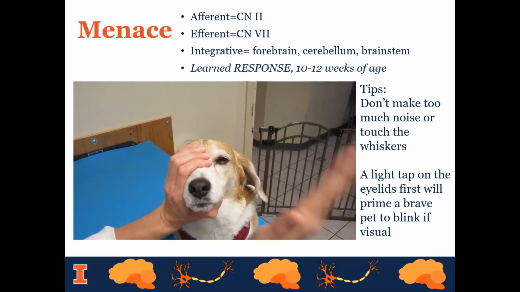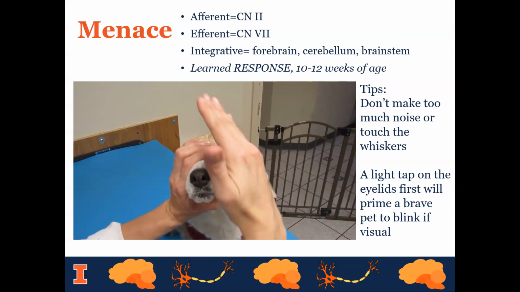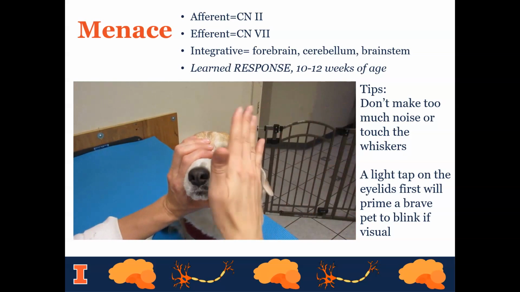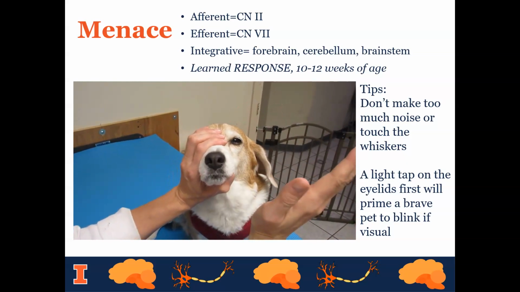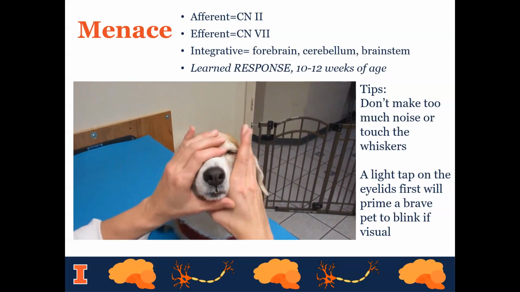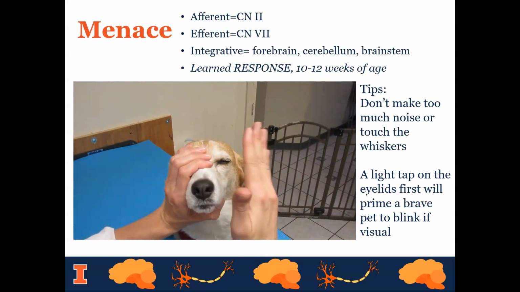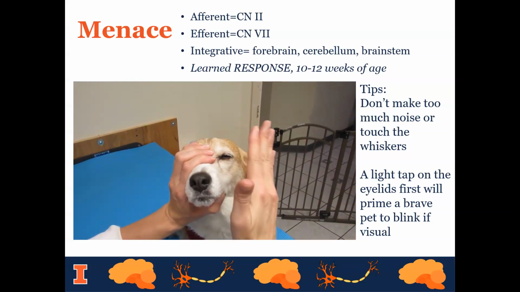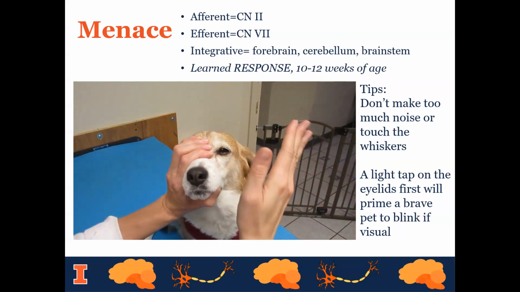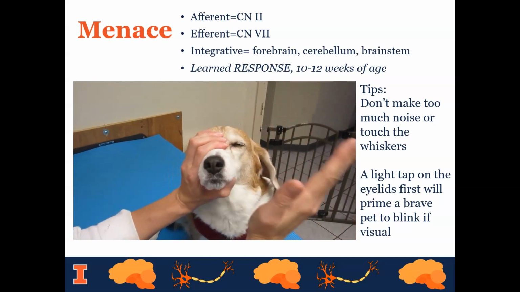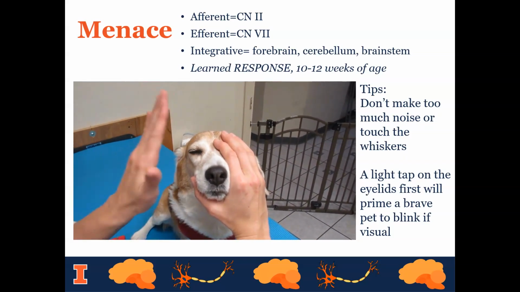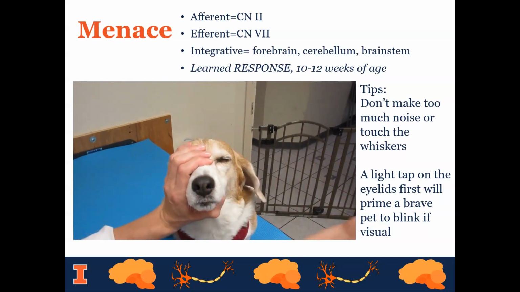for it to work. So you want to make sure you're not making too much noise so they don't hear you coming. You're trying to test vision and not hearing. You don't want to touch the whiskers accidentally with your fingers because you're wanting to test vision and not their face sensation in this test. And some animals who are very scared, or like Daisy, who's very brave and trusting because she knows I'm not going to hurt her, sometimes you just have to pat gently over the eyes to warn her and tell her that you're going to do this menace test. And then they're more likely to blink if they're going to.